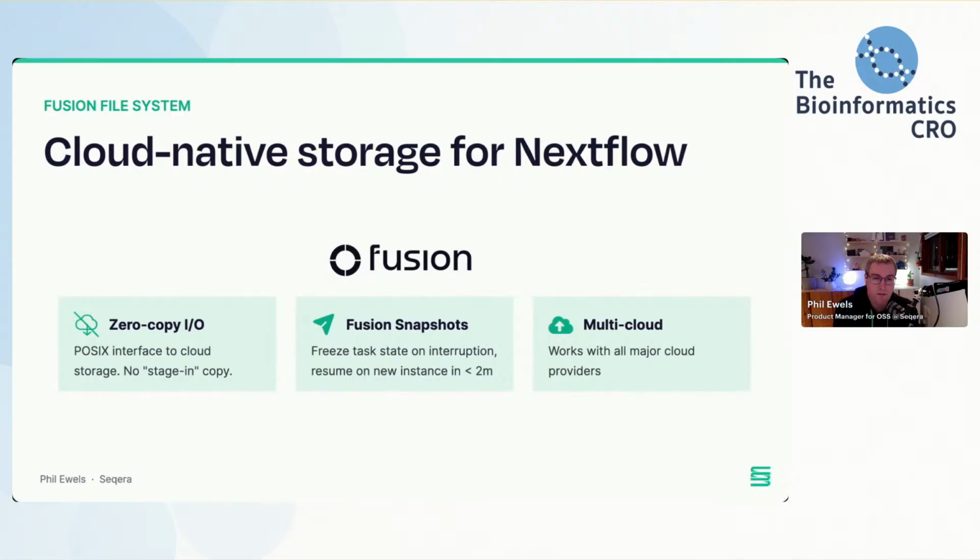And one of the latest things that Fusion can do is snapshots. So if you're running on cloud with Spot instances, for example, AWS might tell you that you've got 1 minute before your instance is being reclaimed, and snapshots will now freeze that image, that running task, and you can restart it and not lose all the progress you've made in that long running task.